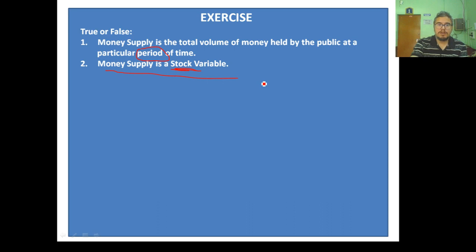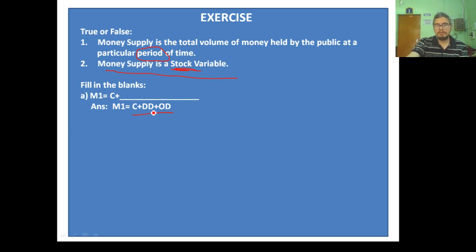Now let us try some other questions. Fill in the blanks. M1 equals C plus dash. I have solved this for you to give you the hint. M1 equals C plus DD plus OD in short form, that is cash with public, demand deposits with commercial banks, other deposits with RBI. Now M3 equals M2 plus dash.